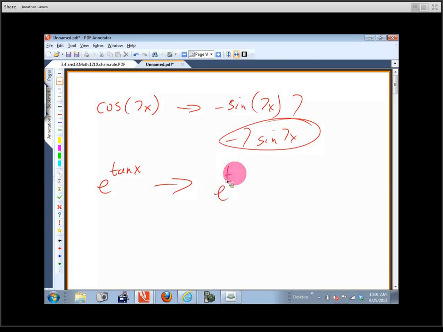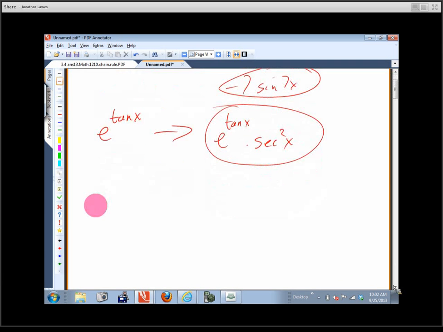So this is just going to be e to the tangent x, and then we're going to times that by the derivative of tangent, which is secant squared. Got to have them memorized. Certainly don't want to derive every one of those. So there would be the derivative of that. Again, derivative of the outside, leave the inside alone, times the derivative of the inside. Okay, another one.